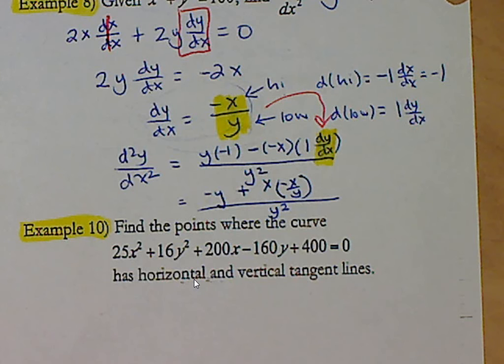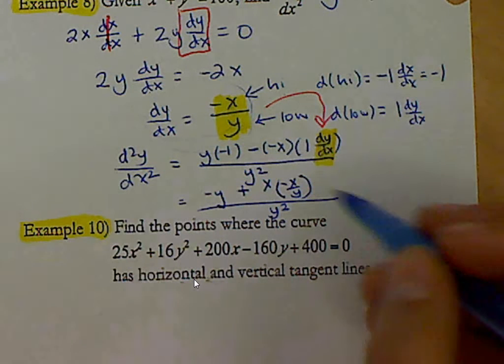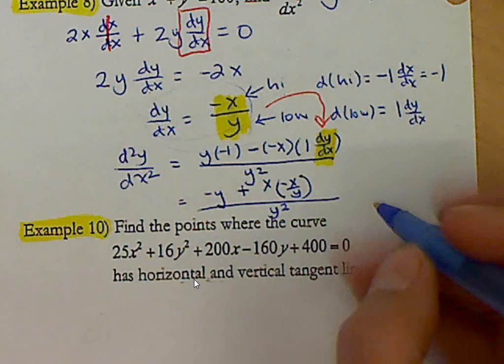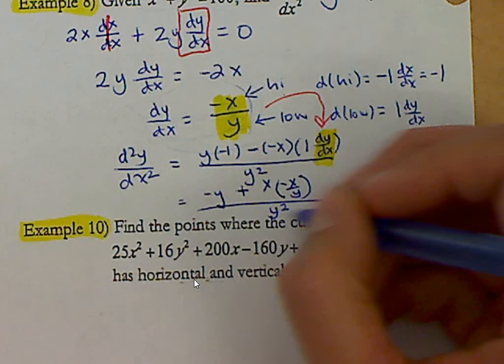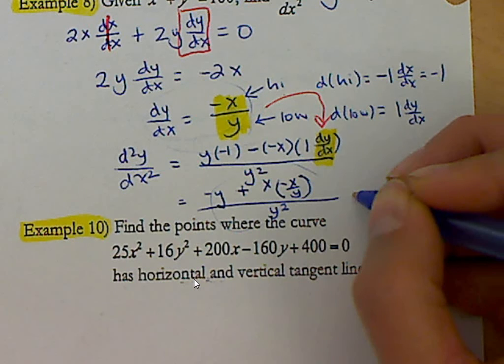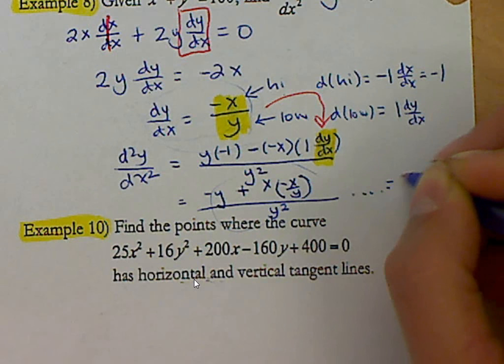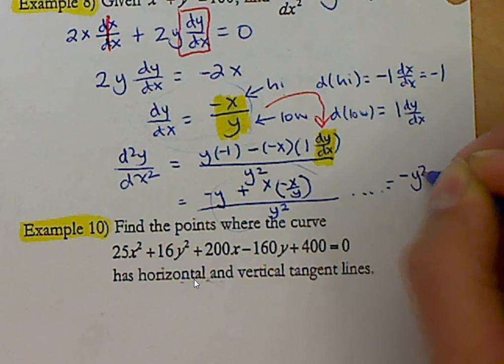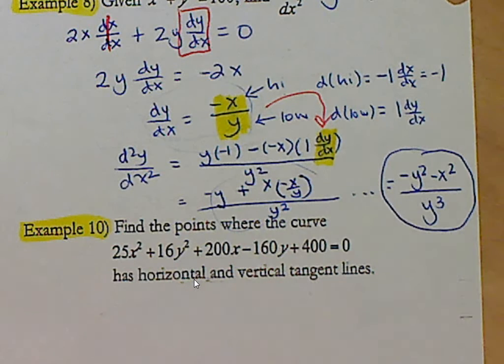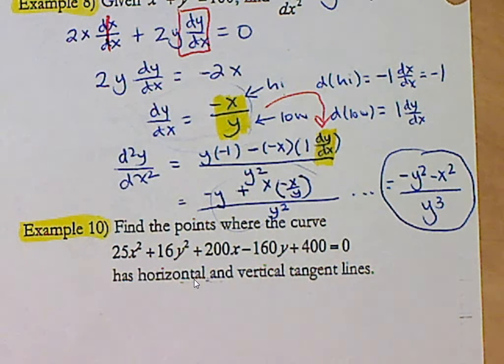Okay. There's some algebraic simplification that's going to go on here. I don't want to get too into that. If you want to practice, in the end I'll just write dot dot dot. In the end, this algebraically will equal negative y squared minus x squared over y cubed. Go ahead and try that if you feel like challenging yourself.